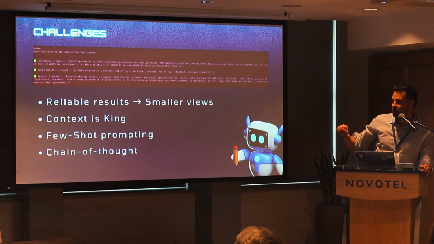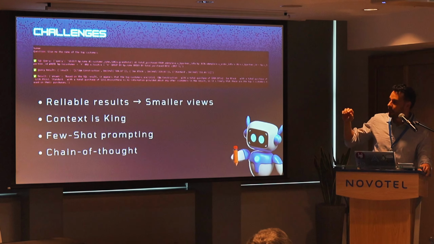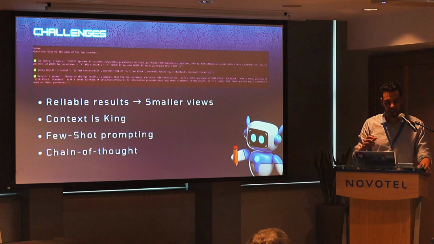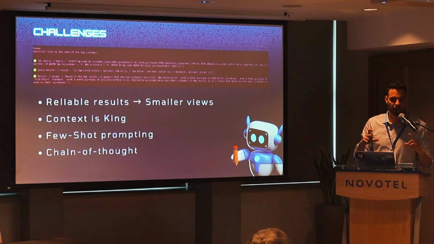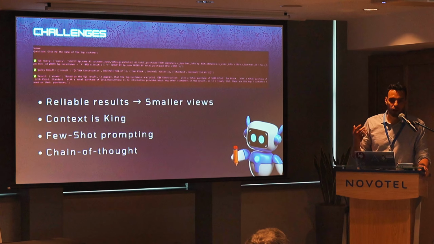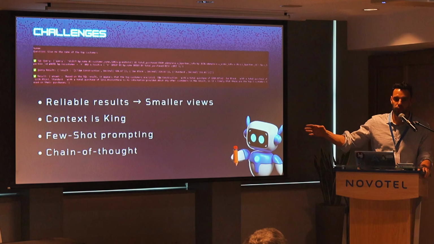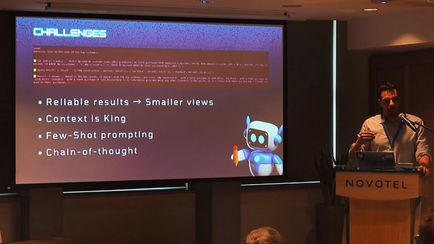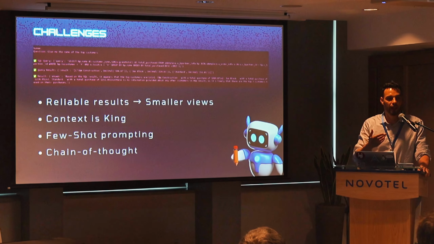To get reliable results, as I said, I use smaller views. Context is king, and when I say context is king, it means you have to give the whole context in every prompt. So here you have prompt engineering tools like few-shot prompting. Few-shot prompting means you give examples to the AI.